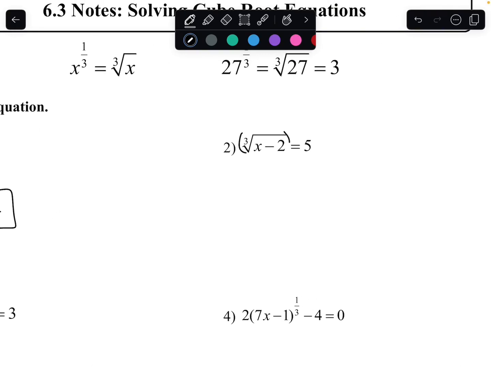On this next one, we can cube both sides, and we get x minus 2 equals 125. Add the 2, x equals 127.